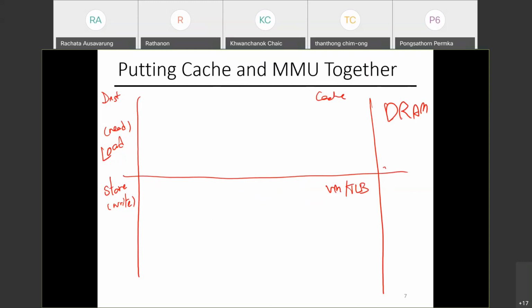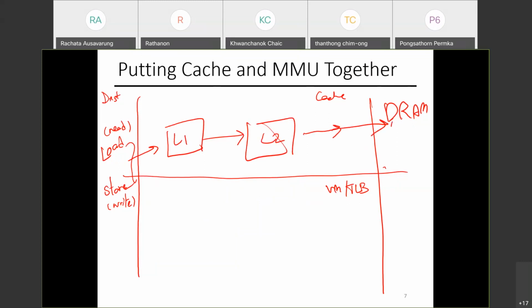When you have the load, what do you do to load your data? You go to the cache, right? So both load and store here would check the cache. If they are in your cache, you get the data. If not, check the next level of the cache.